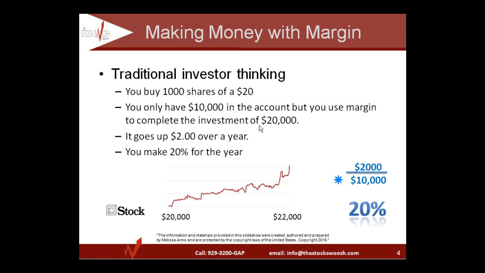Most brokerages will offer you a 2-to-1 leverage amount so that you can hold positions overnight or as long as you want to, holding that 2-to-1 amount, meaning you only need half of the normal amount that you would to execute the transaction. It goes up $2 over the year, and you make 20% for that year this time because either you made $2,000 based on your $10,000 amount, or if you had the same $20,000 base account, you can now buy $40,000 worth of stock, make $4,000, and that gives you your 20% as well.